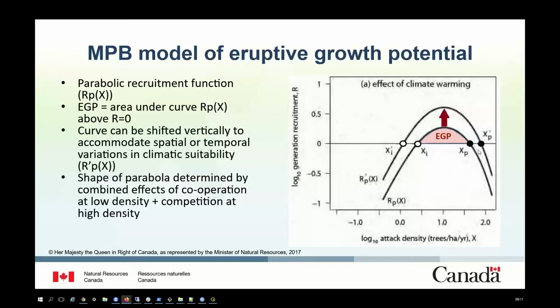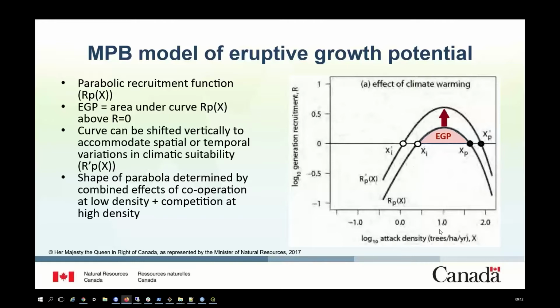So this parabolic curve exists in theory, but the challenge is to put numbers on this in the home range back in British Columbia, and then to try to figure out what to do going forward with mountain pine beetle in an area where it hasn't been before. The trick is getting actual numbers on the y-axis, which is the recruitment rate, and the x-axis, which is the log, here in log scale, base 10 attack density in trees per hectare per year.